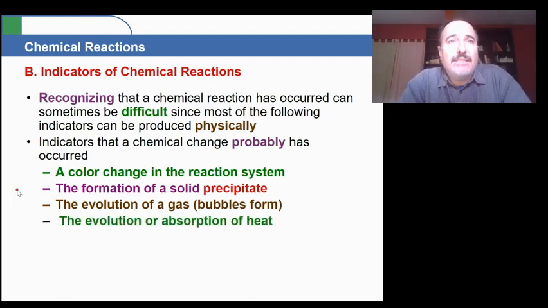Now, a fourth one is the evolution or absorption of heat. If you can feel that it gets hotter or if it gets colder, then that is a good indicator that a chemical reaction has taken place. Remember, if it gets hotter, that means it's releasing energy, it's exothermic. If it is getting colder, it's absorbing energy, and that means it's endothermic.